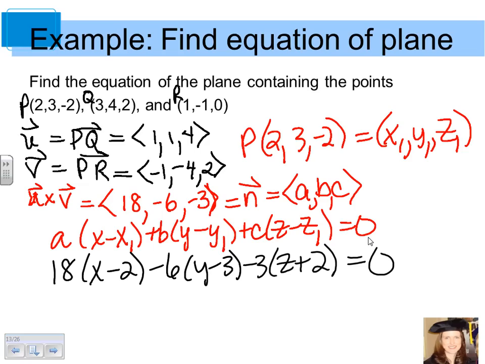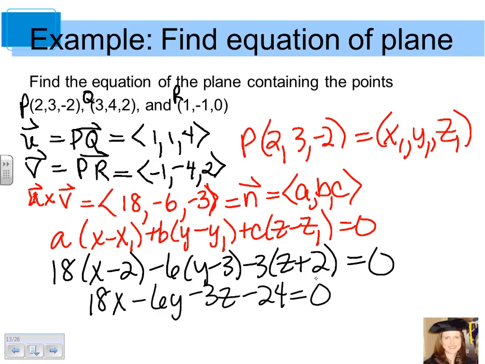When you distribute and simplify the terms, you can find that the equation can also be written as 18x minus 6y minus 3z minus 24 equals 0. And it can be further simplified by dividing all of these by 3 to get 6x minus 2y minus z minus 8 equals 0.